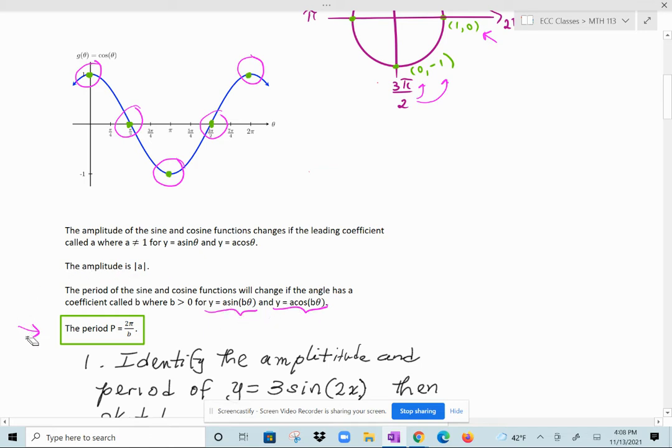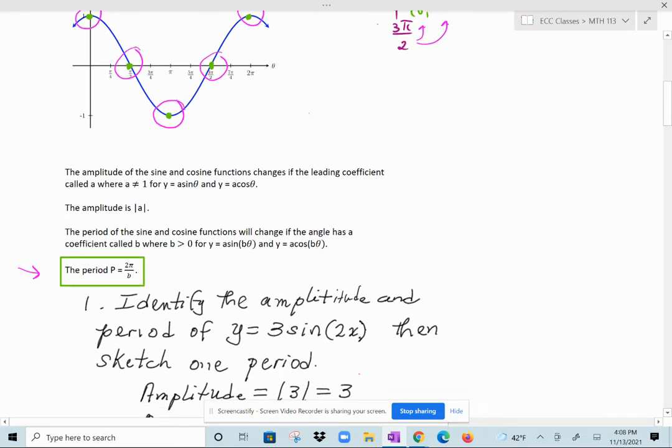So let's practice. If I have a function like the one below, we're going to identify the amplitude and the period, and then we'll sketch one period of this graph. So we have y equals 3 sine of 2x. So according to what I stated here, that means that the a is 3 and the b is 2. Notice that here I called my angle x instead of theta, but that's fine. That's your independent variable, y is your dependent variable. So I'm going to plug it into these formulas.